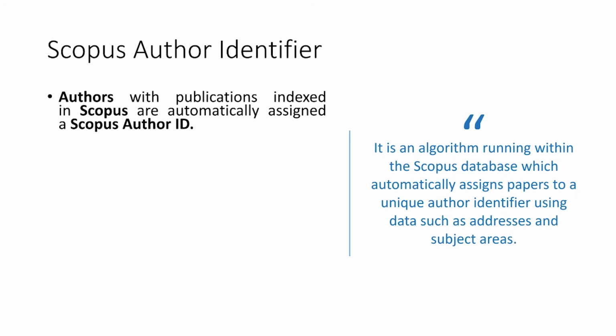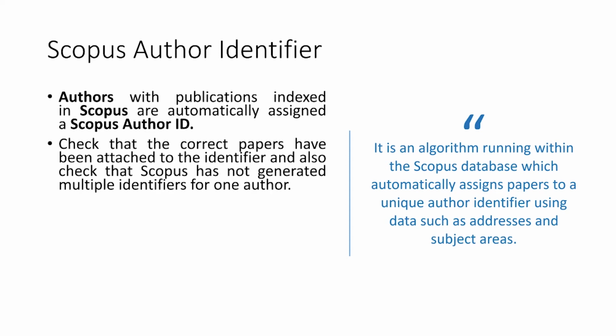You need not apply for the author ID. It is an algorithm running within the Scopus database which automatically assigns papers to a unique author identifier using data such as addresses and subject areas. What do you have to do? You have to check whether your papers are there completely or not. If not, add your papers. Check if some other person's articles are there in your profile. If yes, remove them.